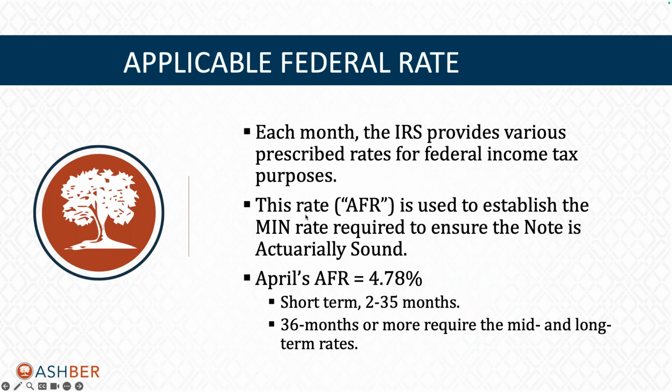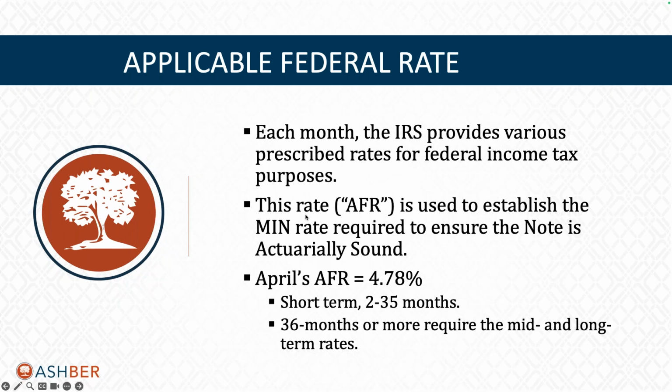All right, so the applicable federal rate, the AFR, that's monthly. Each month, the IRS is going to provide these rates strictly for federal income tax purposes, but this is the rate again that's used to establish an actuarially sound promissory note. So as an example, April's AFR is 4.78%, and we're using the short term, which is basically 2 to 35 months, to my understanding.